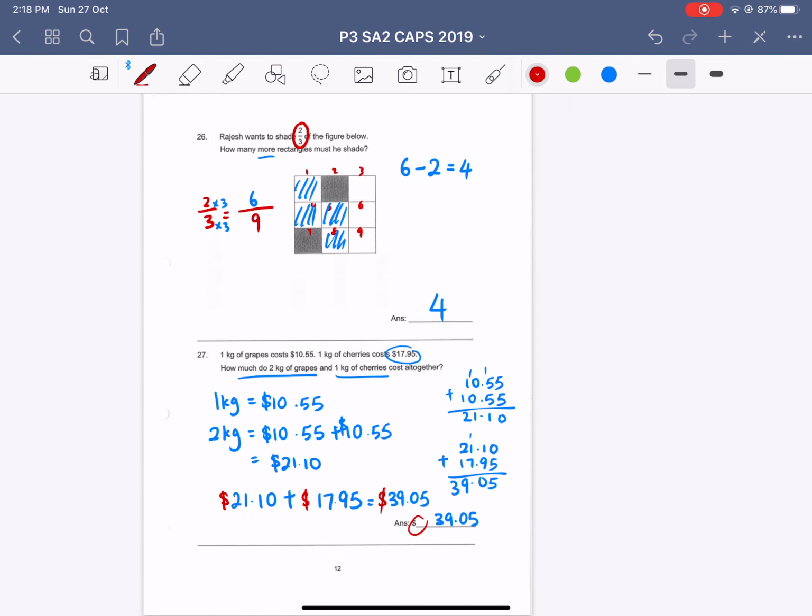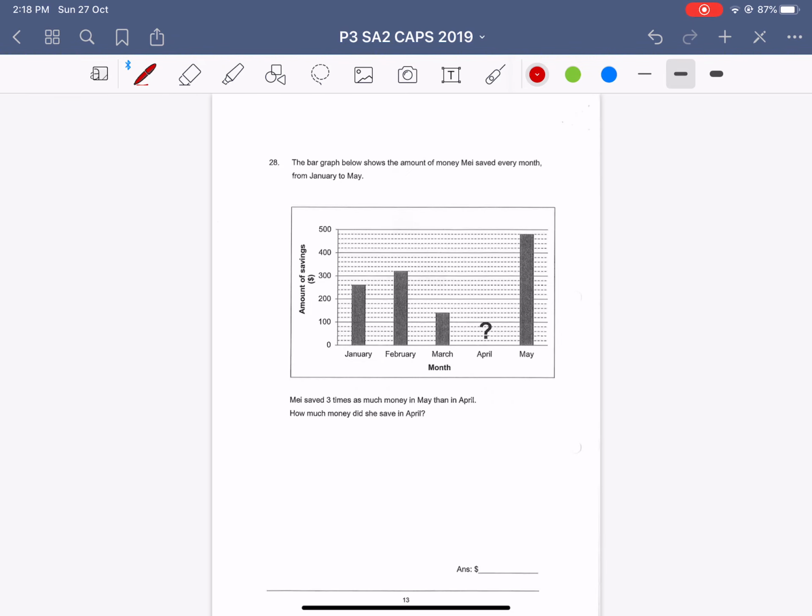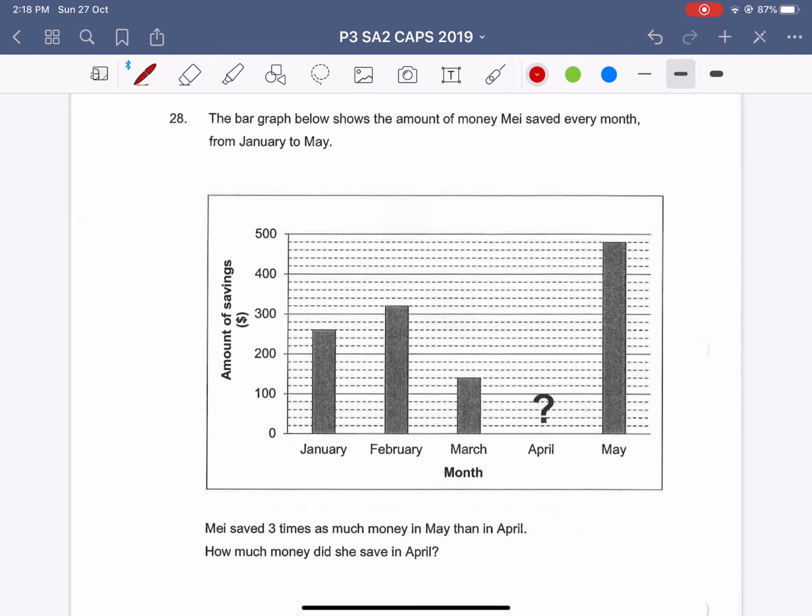Now we're going on to page 13, which is a bar graph. The bar graph shows the amount of money May saved every month from January to May. Now May saved 3 times in May than in April. So first thing again, we are interested in 2 months, April and May. April is here, May is here, but we do not know how much money in May, right? We have to read the bar graph and find out the number. So in this case, let me draw the line. It stops here. So what number is this?